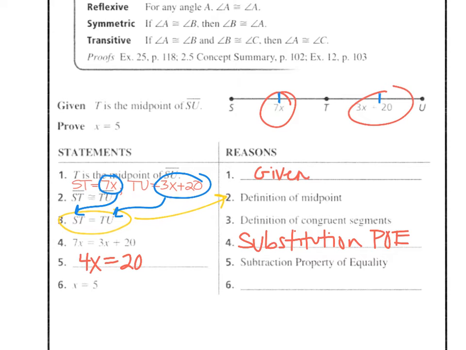And then we get to what we're proving. X equals 5. How, Luke? Division. Right, so if we divide by 4 on both sides. Division property of equality.